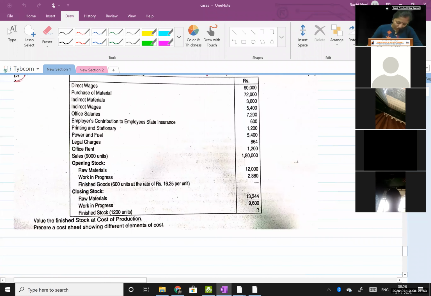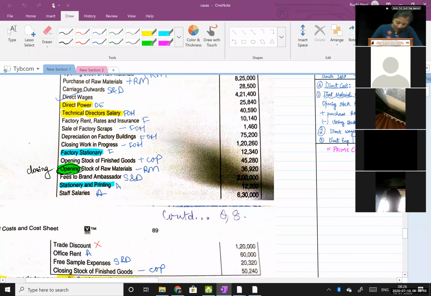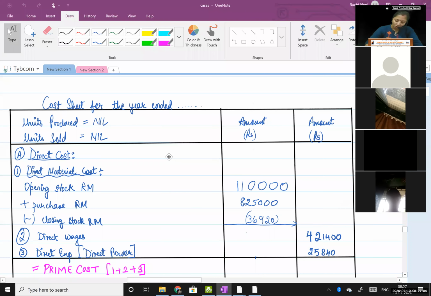Now start with the exam. Prepare this cost sheet for the year ended. Units produced and sold is not given in the question, so cost per unit is not required.